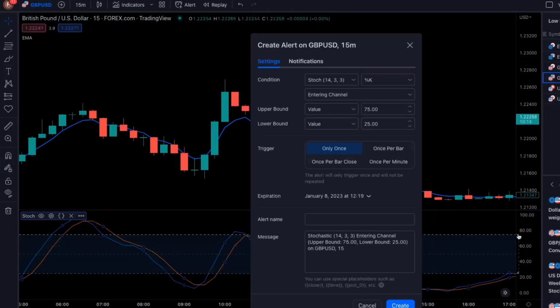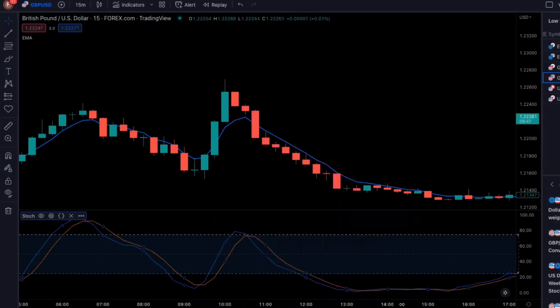Cool. So now you see how it made this a channel, right? Those lines went away and it put the dotted lines around the channel. So you're going to get alerted here. And for trigger, once per bar close. So whenever a bar closes where the stochastic enters the channel, you're going to get an alert from TradingView for free. It's pretty awesome, right? Click create and you've got your alert set up. Simple as that.